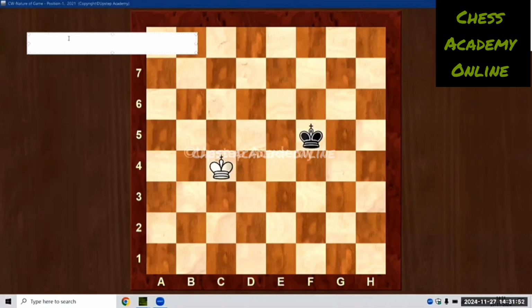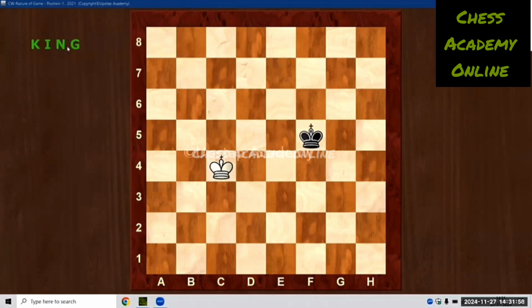So the first one which we can see is called the king. As we can see the spelling of king on the left side of the chessboard. The king has a cross or a plus sign on top of its head. So this will be the white king and this is the black king.